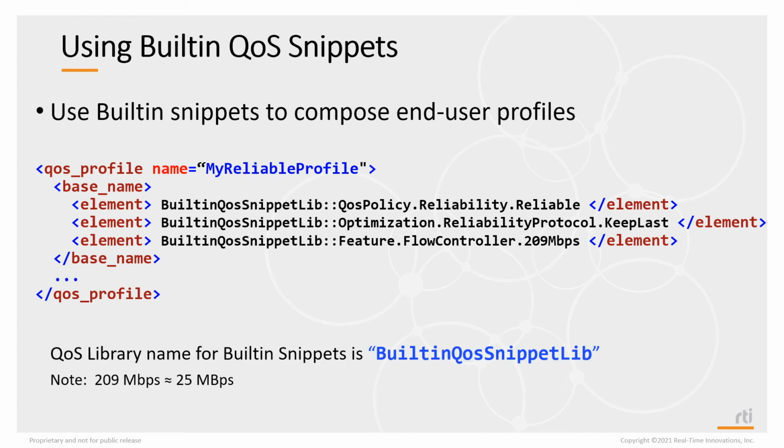Now, the QoS library name, as in all the built-in snippets that are provided by RTI, will be a library called BuiltinQosSnippetsLib.